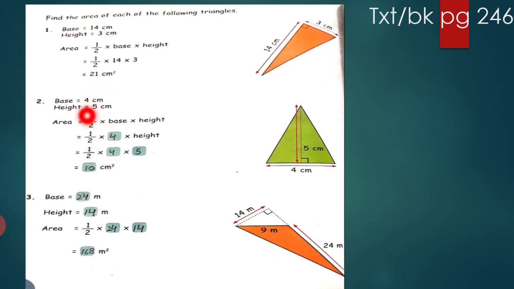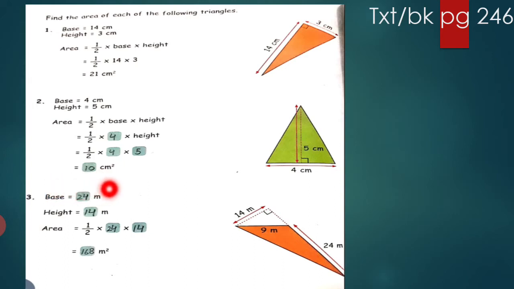Here example number 2, students. Base is given as 4 cm, height is given as 5 cm. Again, the same one formula, half base multiplied by height. 4 multiplied by 5 comes out to 20, divided by 2, you will get your answer for area equal to 10 cm squares.